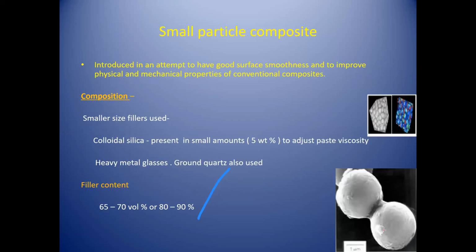Small particle composite was introduced in an attempt to have good surface smoothness and to improve physical and mechanical properties of conventional composites. Composition: small size fillers used, colloidal silica present in small amount, 5 weight percentage, to adjust paste viscosity. Heavy metal glass and ground quartz are also used. Filler content is 80 to 90 percentage.